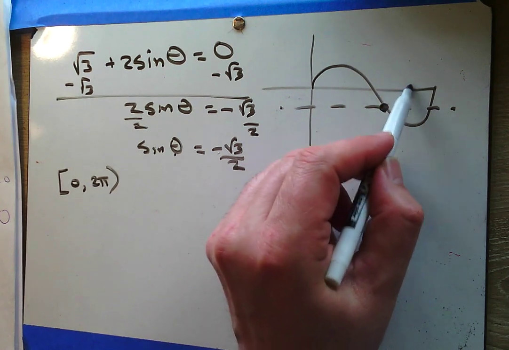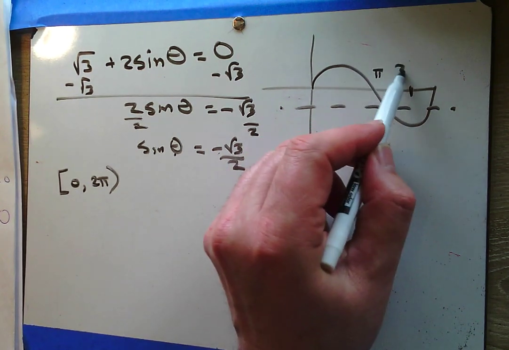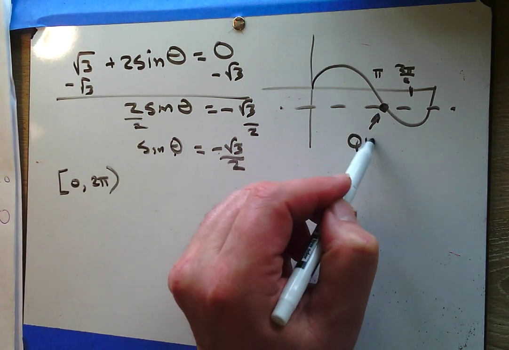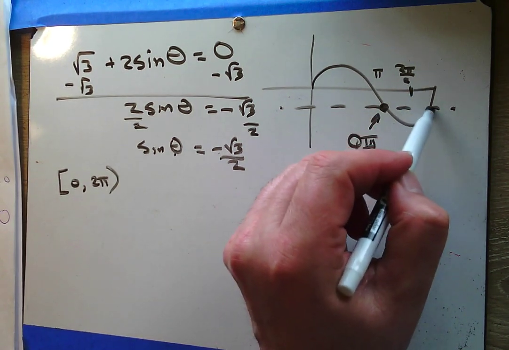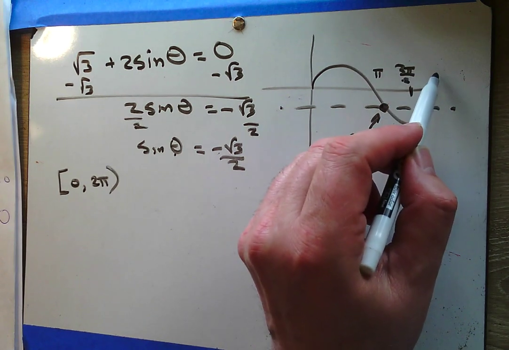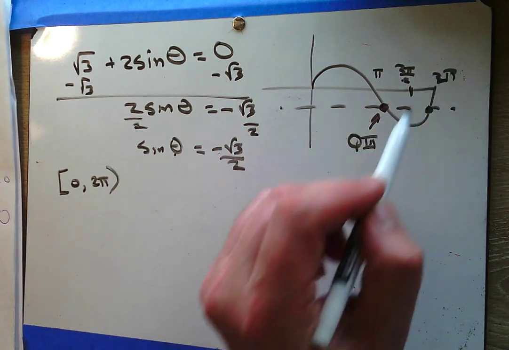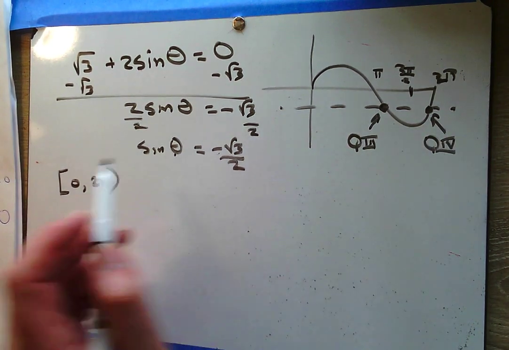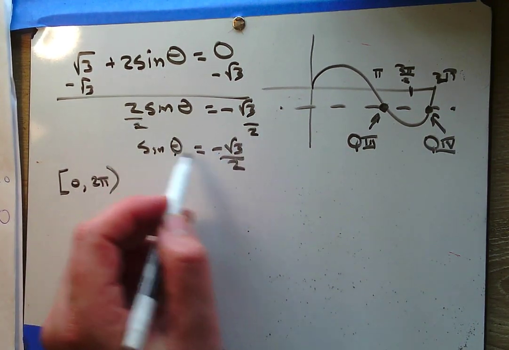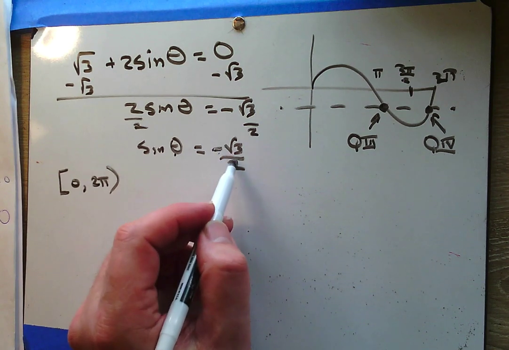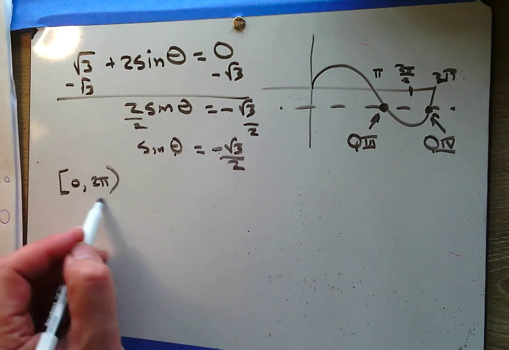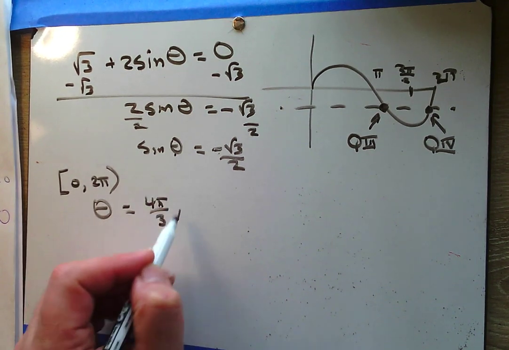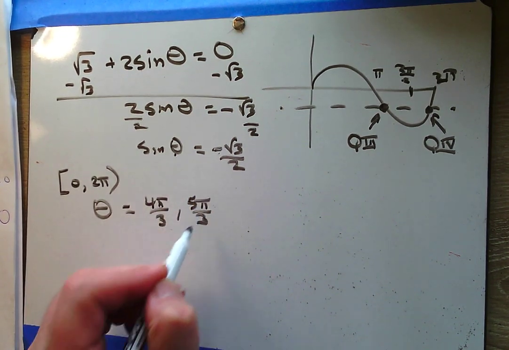There's this solution here between pi and 3 pi over 2. That's in quadrant 3. And we see this other solution here between 3 pi over 2 and 2 pi. That's in quadrant 4. So when in quadrant 3 or quadrant 4 is the y value, or the upness, negative root 3 over 2? Theta equals 4 pi over 3 and 5 pi over 3.